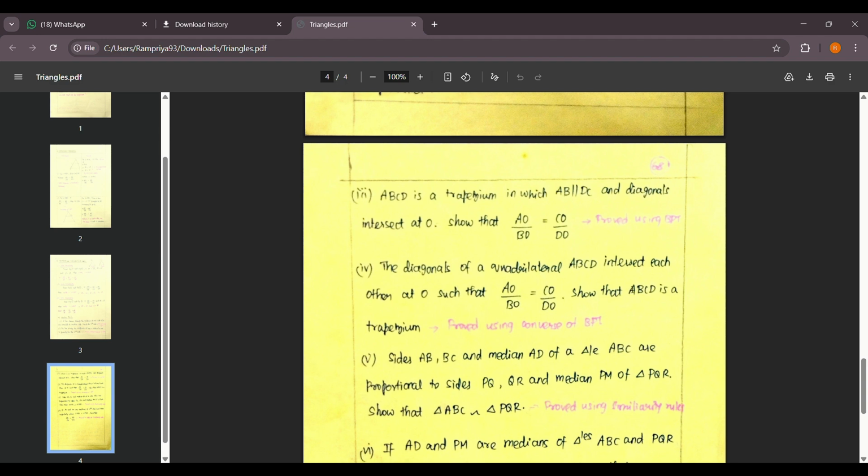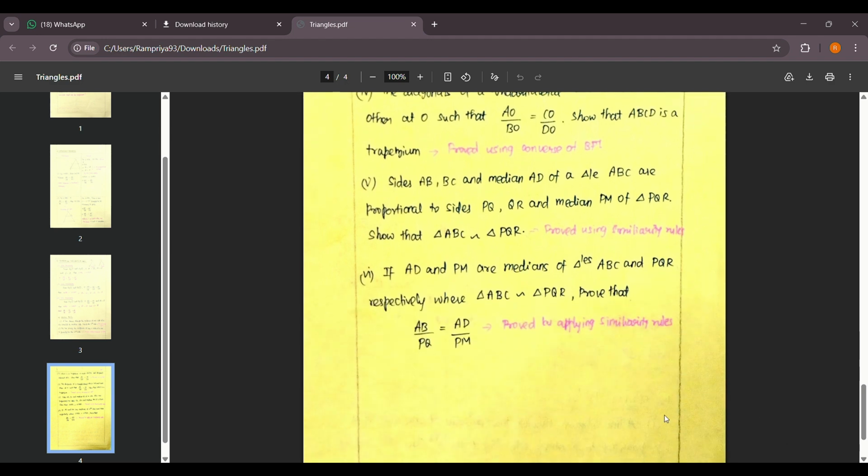And next, the diagonals of a quadrilateral intersect each other. They have given the condition, and now they are asking you to prove that ABCD is a trapezium. Trapezium means, as you know very well, that one pair of opposite sides should be parallel. AB should be parallel to DC. You can prove that by using the converse of BPT.